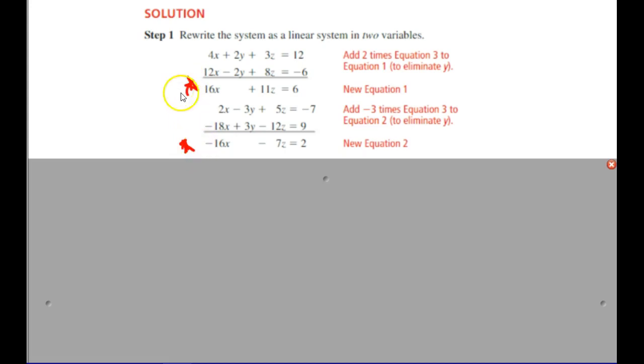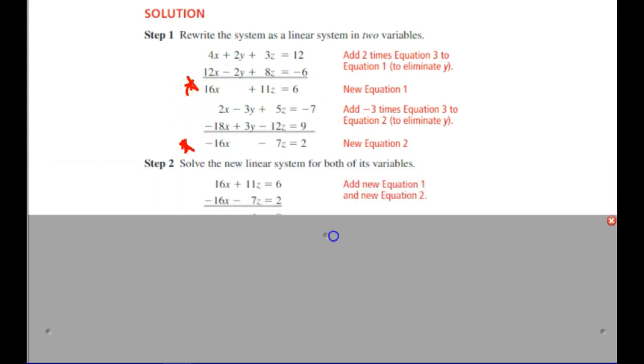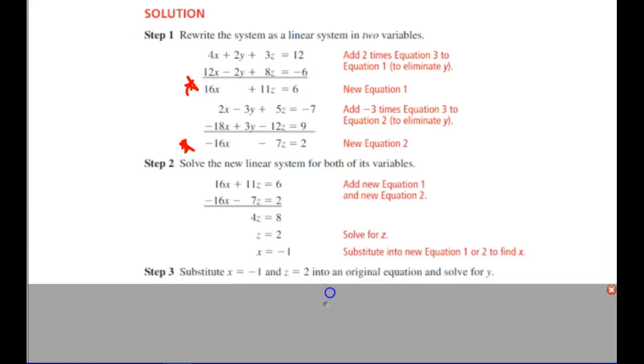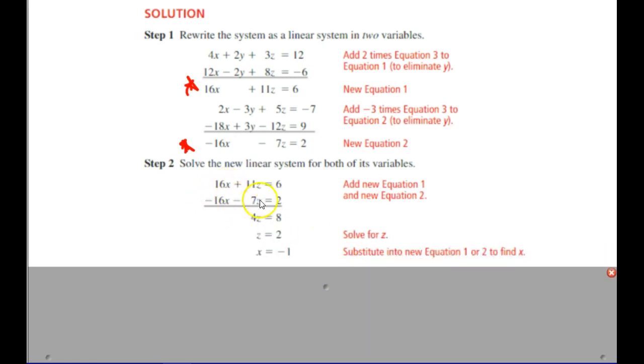Now that I have these two with my red stars, I'm going to go ahead and solve these as just a normal system of two equations with two variables. And this I've done before. If we need some refreshers, come see me and we'll definitely go over solving some systems. I'll try and make it as easy as I can.